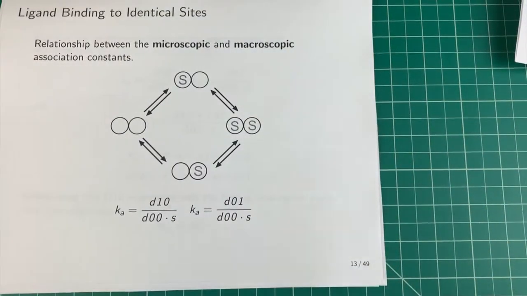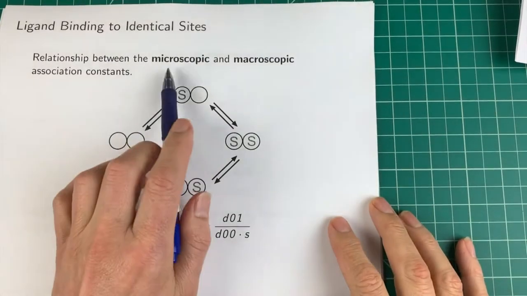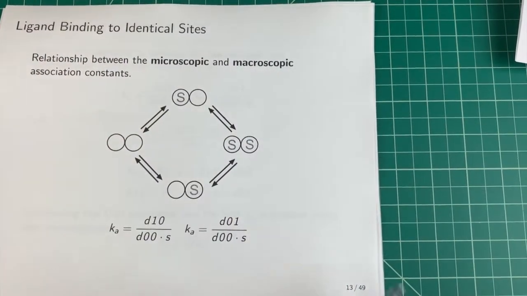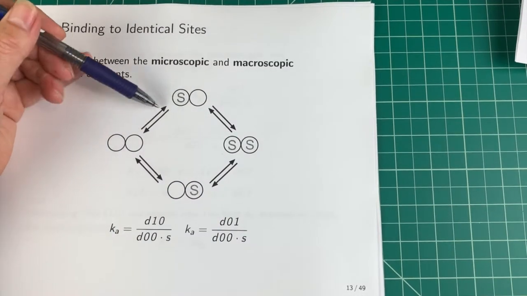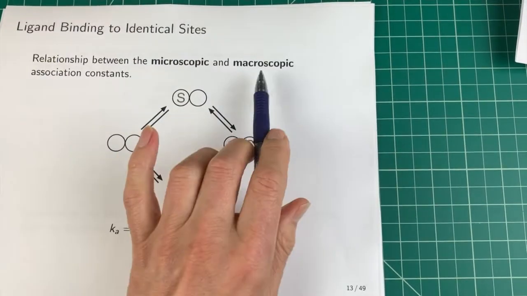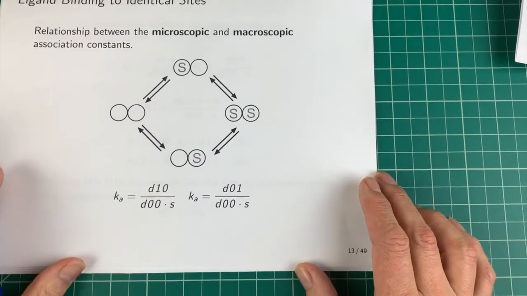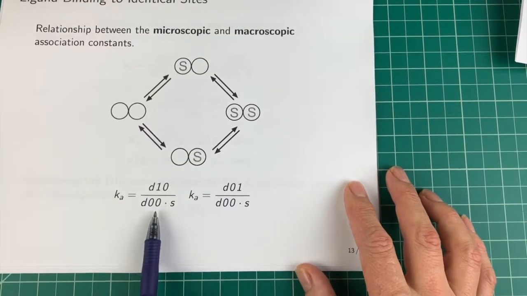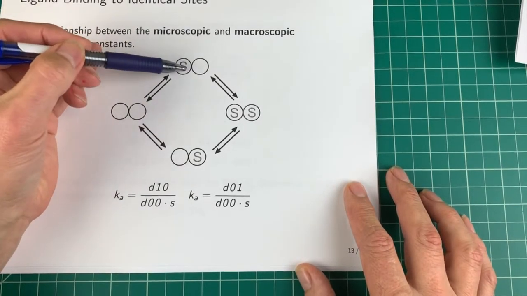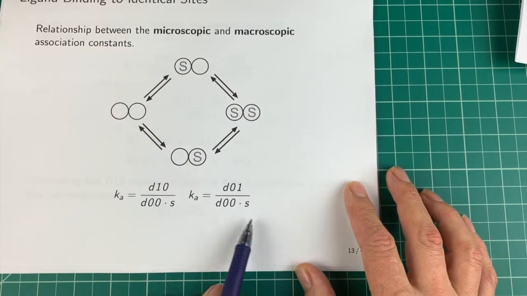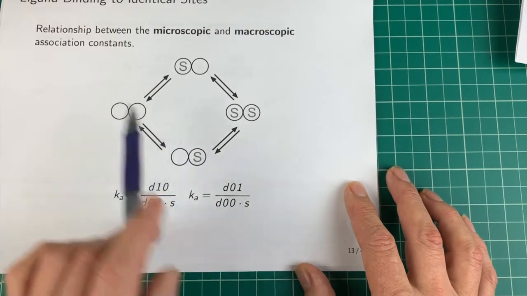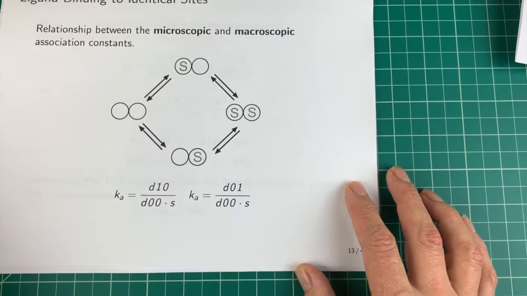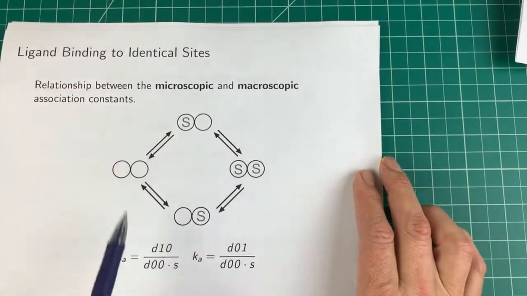Now, the big question is, what's the relationship between the microscopic and the macroscopic? The macroscopic I can measure, the microscopic I can't. But the microscopic tells me more detail about the individual binding events, whereas the macroscopic doesn't. In terms of the D notation, the microscopic association constants are given by these relations: Ka on this side is D10 divided by D00 times ligand, and the other Ka, this one here, is D01 divided by D00 times the ligand concentration. Because these are identical sites, the two Ka's are the same.